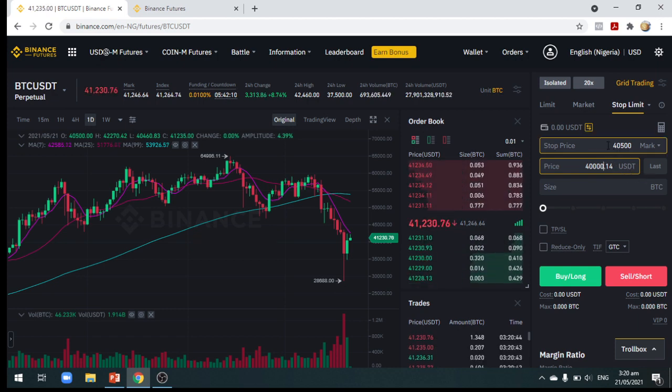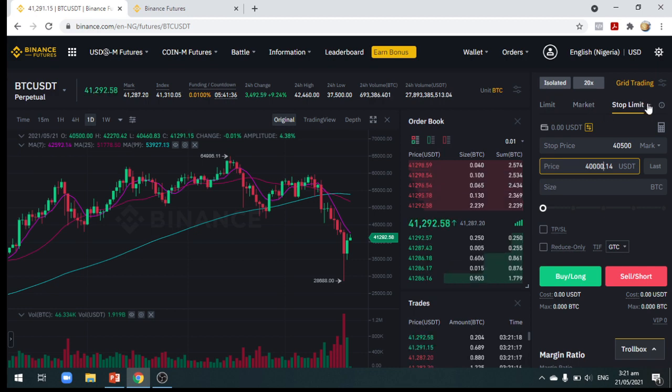So once the market price of BTC gets to this particular price, which is 40,500, then your order to buy at 40,000 dollars will be placed, and then all you have to do is put in the size of BTC that you want to buy, and then you take your buy position. And if you want to sell the same way, you just click on sell or you go short.